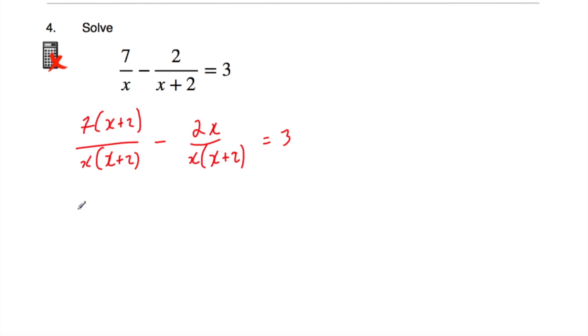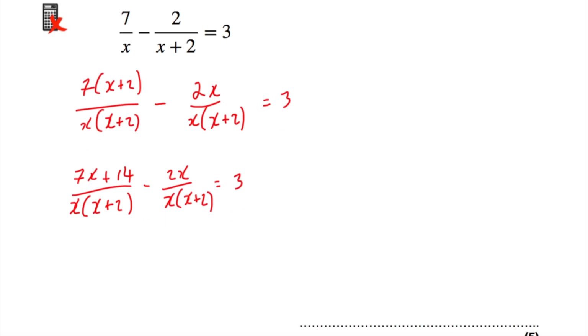So 7 times x would be 7x plus, and then 7 times 2 would be 14. And then let's write it out again with the same denominators. So x bracket x plus 2 minus 2x over x bracket x plus 2 equals 3.